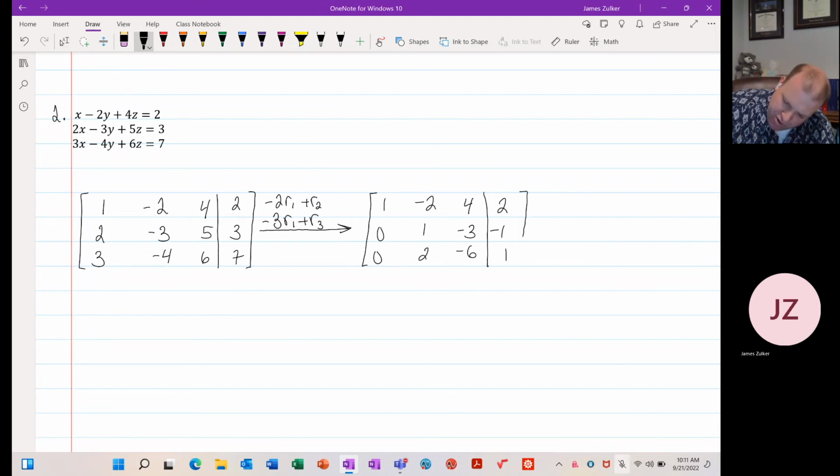Okay. Now, if you're really clever, you can stop here and recognize the contradiction. You can't see it, right? The next step would be the 2-2 is our next pivot, so zero everything out below it.